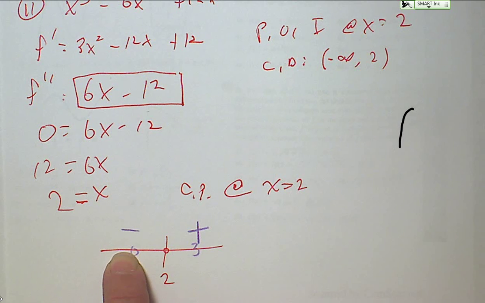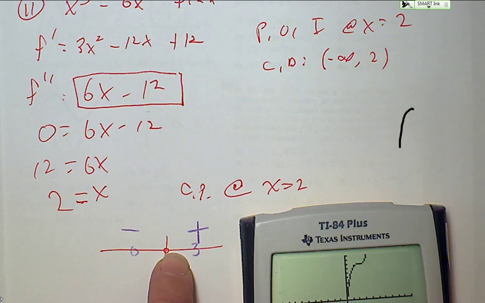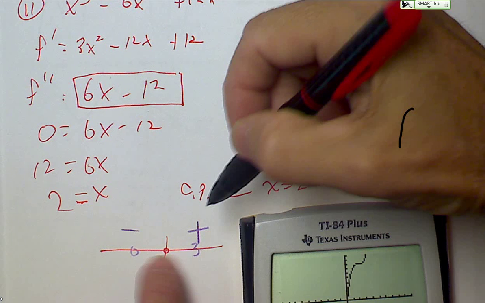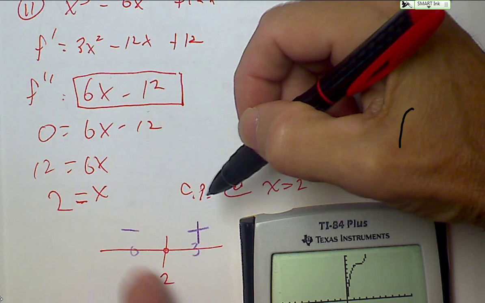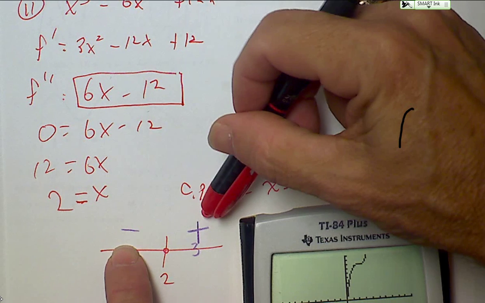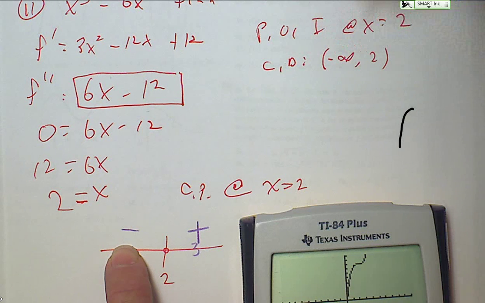So what if it was negative on the other side? If this was positive and that was negative, then it'd be concave up. If they're both negative, it's not a point of inflection.